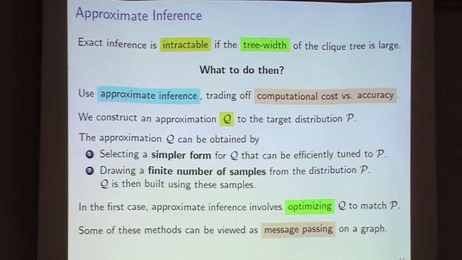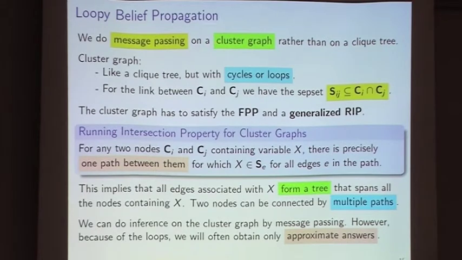So we'll see that in the first case we will have to optimize the approximation to match the target distribution, and some of these methods can also be viewed as doing message passing on a graph. This is the case of loopy belief propagation, which is a version of the message passing algorithm that I described before, but we are going to do the message passing, instead of in a clique tree, in a cluster graph, which is going to be similar to a clique tree, but it is going to contain loops and cycles. And because of these loops, the result given by the message passing algorithm won't be exact, it's going to be approximate.